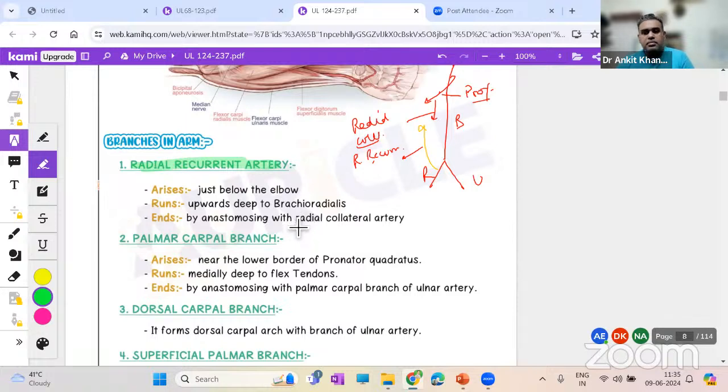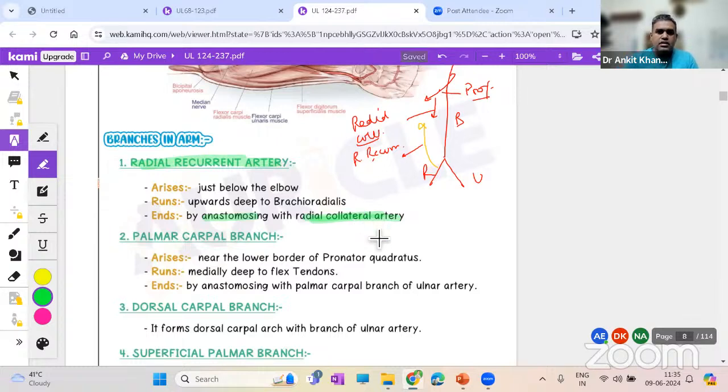Or if you're giving the NEET PG or any PG exams, then also it's going to help you. So the radial recurrent artery ends by anastomosing with the radial collateral artery over here, as written over here.